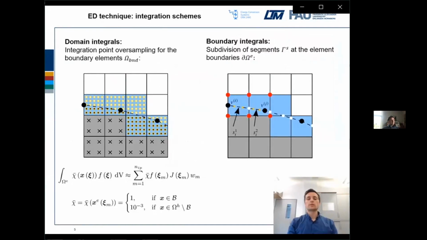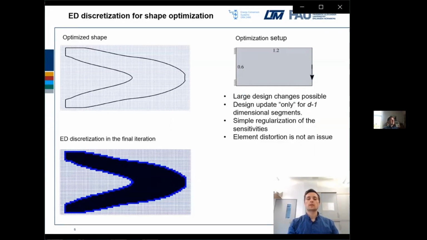In our work, for the treatment of the domain integrals, we oversample the integration points using 5 to 10 integration points along one dimension. Those integration points that lie within the body B fully contribute to the domain integral. If not, their contribution is significantly scaled down. Treatment of the boundary integrals involves further subdivision of the segments at the finite element boundaries. In this way, each subsegment contributes to the nodes of just one finite element.